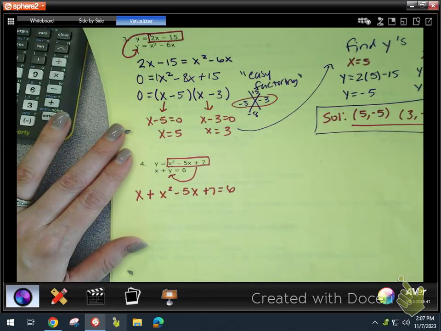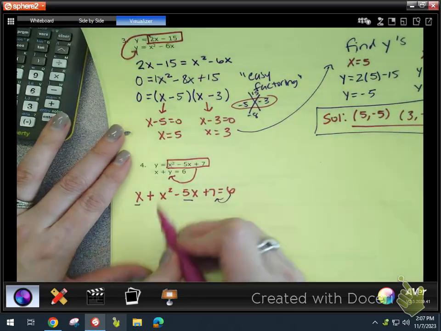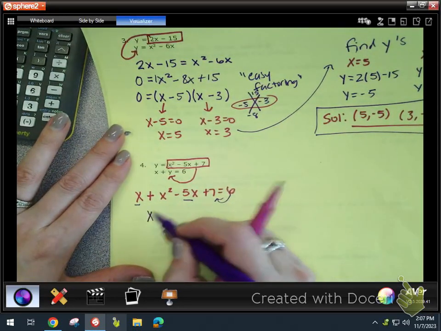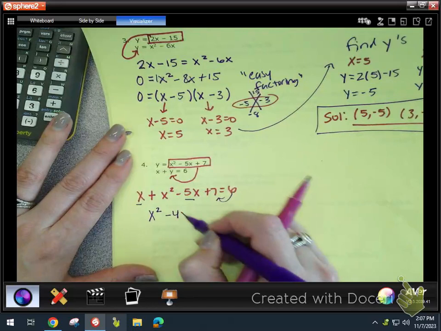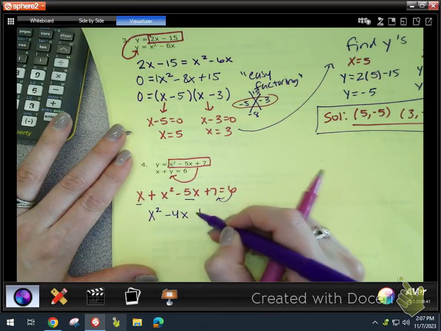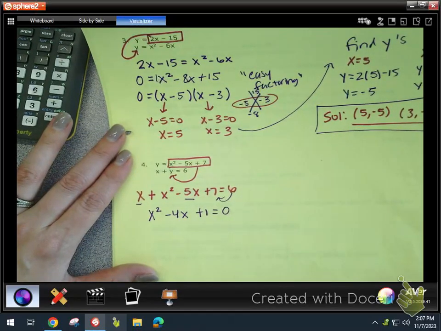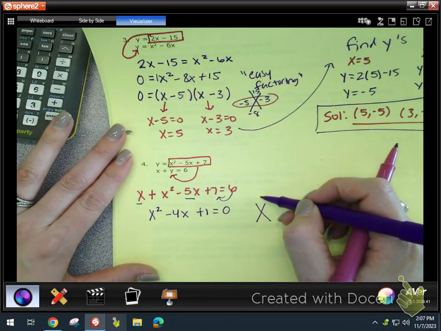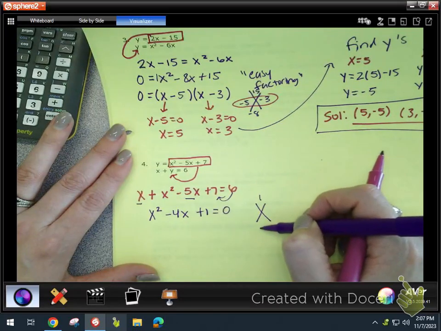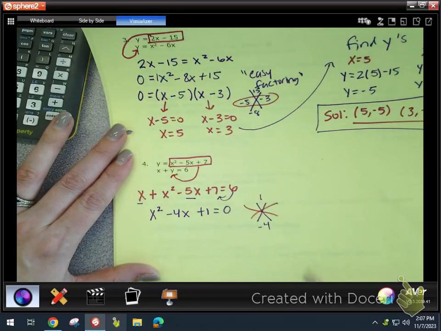I've got some like terms that I can combine here. I've got to move this 6 over. And I also want to be in standard form, so I'm going to put my x squared first. And it's positive. What is my x term going to become? And what is my constant going to become? And this whole thing is equal to 0. Now, I think it's easier to try and factor, but what is your number puzzle going to look like here? Impossible. Yeah. What does it look like? 1 on the top and -4. Is that possible?